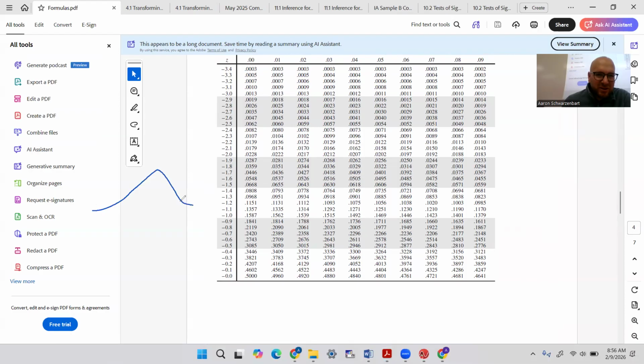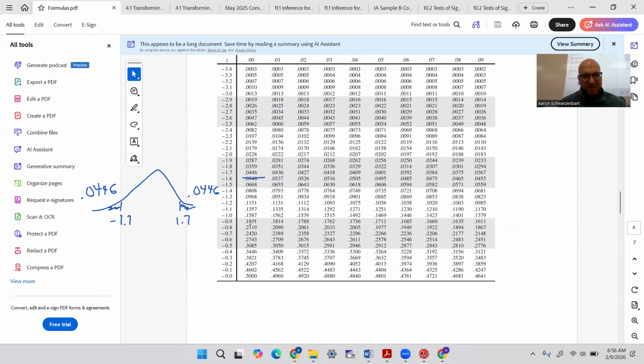So notice they made the drawing here. Negative 1.7 is 0.0446. So positive 1.7 is also 0.0446, where you would have to calculate positive 1.7. It's symmetric. That's why I've used the negative on the last one.